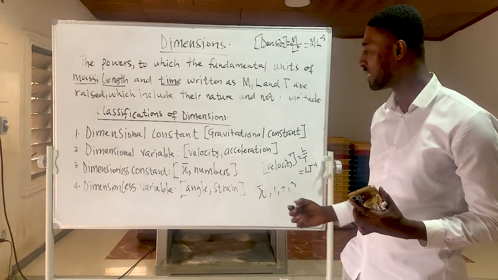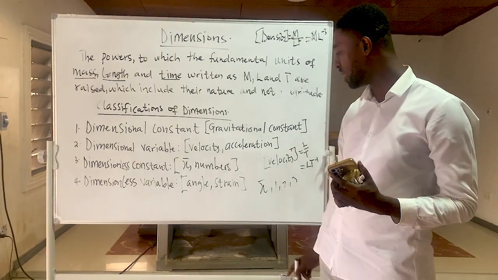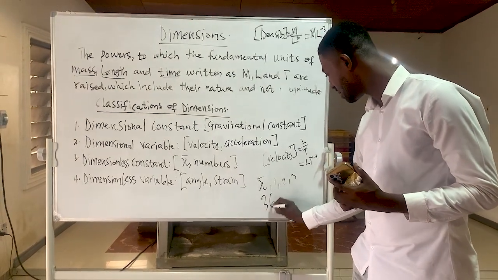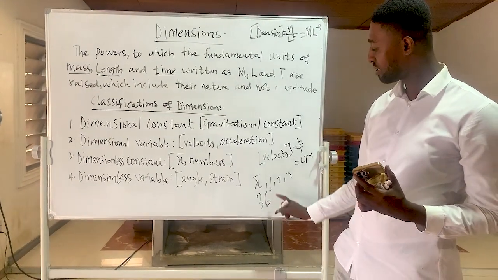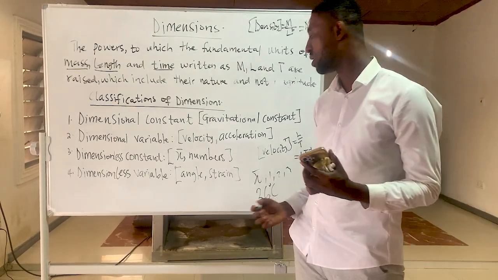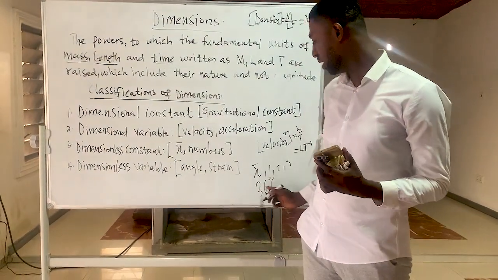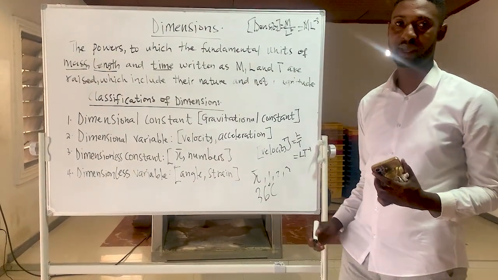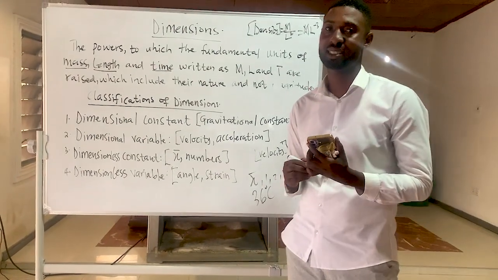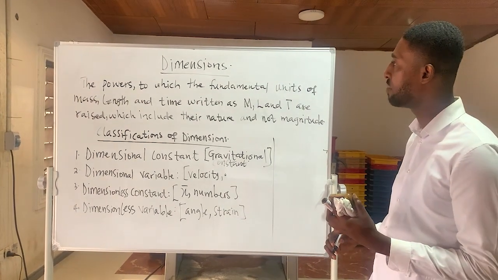Then we have what we call the dimensionless variable, especially angle and strain. So when we talk of angle, 36 degrees, let's say Celsius, which is, let's say, the temperature of a human, this is a dimensionless value. It doesn't have any dimension. So let's take more examples of dimension and end this session with dimensions.